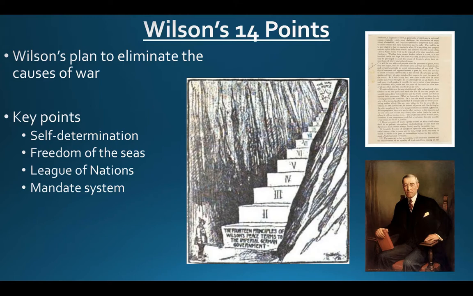And then lastly, the mandate system, which again you hopefully learned about in your World War II class, which will essentially help carve up the Middle East and things like that.